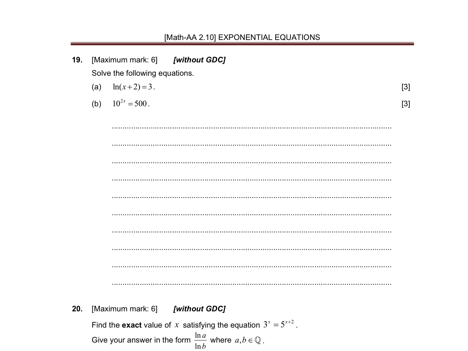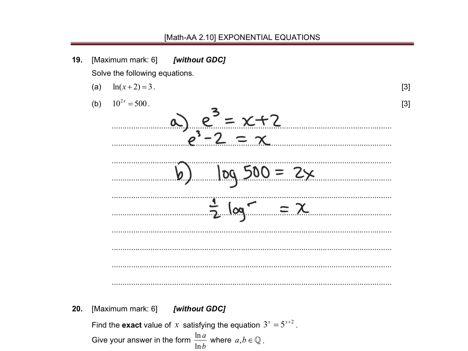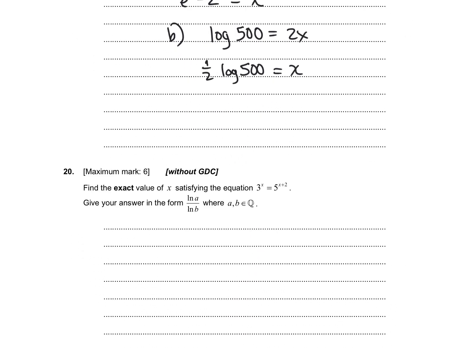Solve the following equations. So for A, we're going to have e to the 3 equals x plus 2. So x equals e to the 3 minus 2. B, we're going to have log base 10 of 500 equals 2x. So x is equal to 1/2 log 500. And you could pop the 1/2 up there, square root of 500, however.